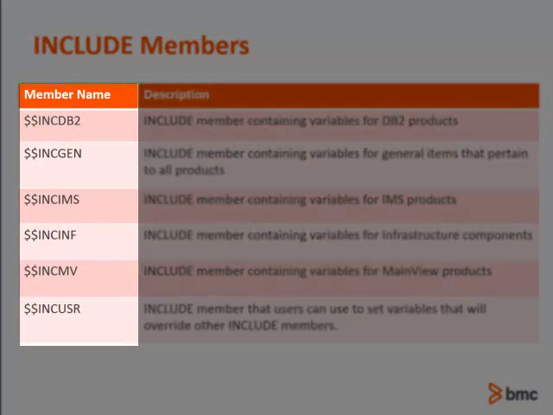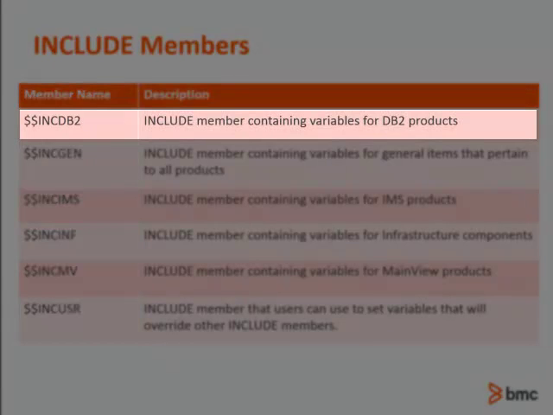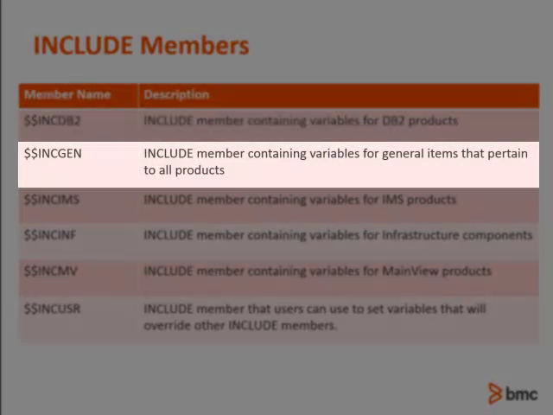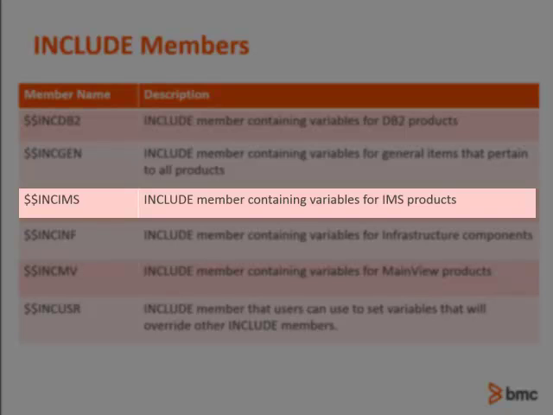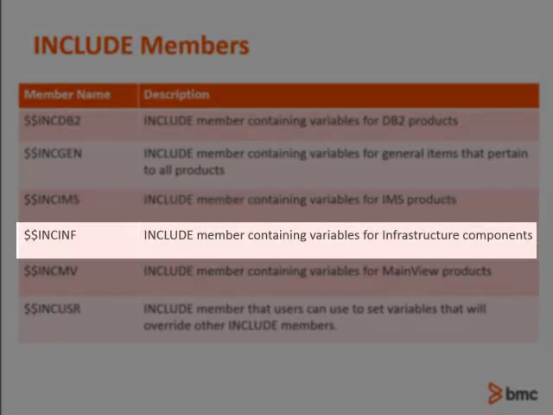This table shows the include members that are generated for the configuration jobs. $INC DB2 is the include member that contains variables for BMC's products for DB2. $INC GEN is the include member that contains variables for general items that pertain to all products. $INC IMS is the include member that contains variables for BMC products for IMS. $INC INF is the include member that contains variables for infrastructure components.